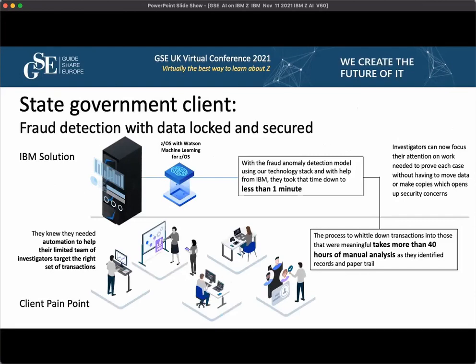This particular example is an example of how a state government in the US, a state agency, was able to introduce efficiencies into their processes and automate their business processes, leveraging AI. This particular agency had a lot of claims that were coming in, and they were manually being processed by their auditors. They leveraged Watson Machine Learning on z/OS to be able to flag fraudulent claims and then have their auditors really focus and do deep dives on the claims that were flagged as fraudulent rather than having to sift through every single claim.